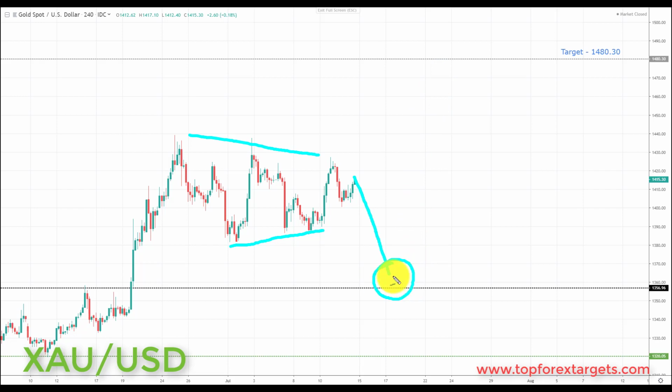And if we get the right kind of bullish formations and patterns in this area, we're going to be looking at initiating longs up towards the next key area of resistance to the upside and the target set at the 1480.3.